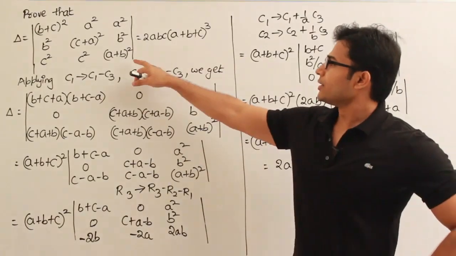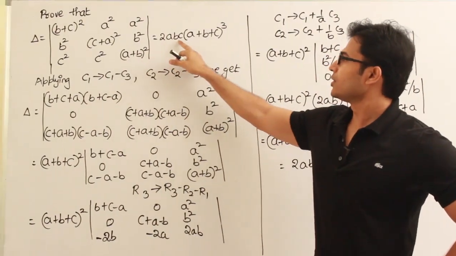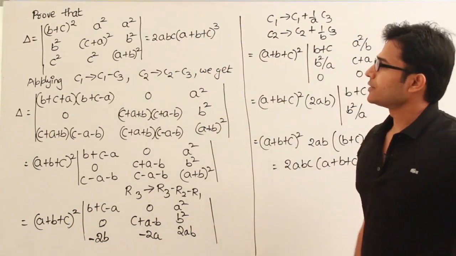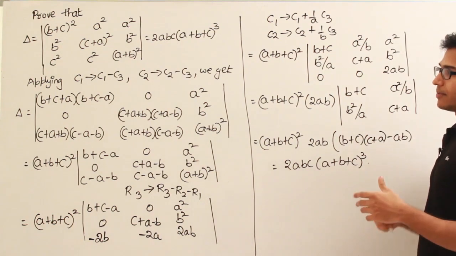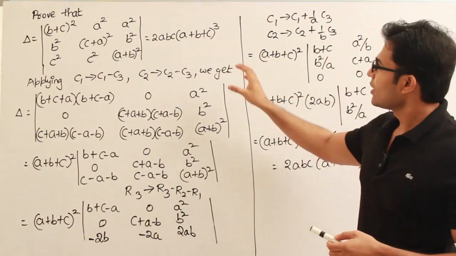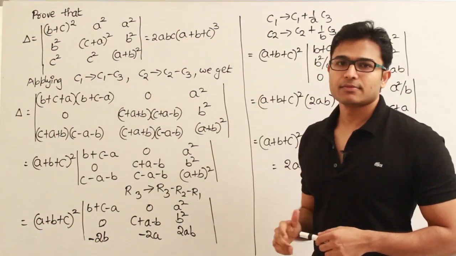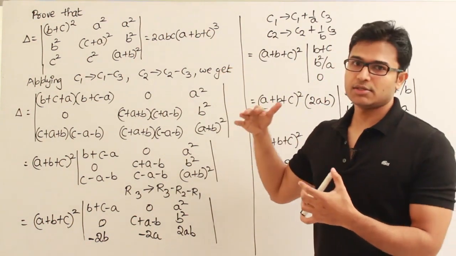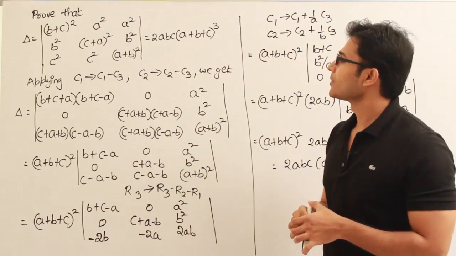See this, we have to prove that the value of this determinant is 2abc into (a plus b plus c) whole cube. It is given in some pattern, right? So we have to make the transformations in such a way that we finally get this expression. There are various ways to express it, but then we have to make the corresponding changes in such a way that we get this. Okay.